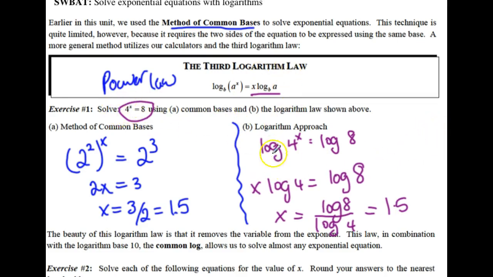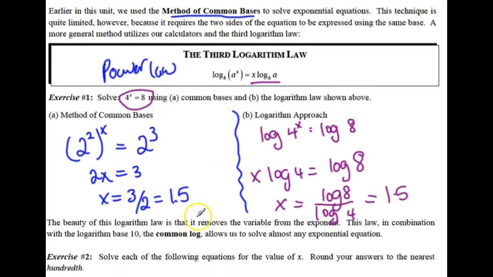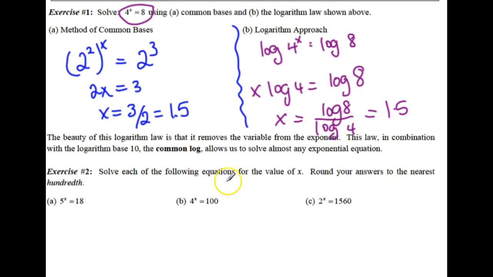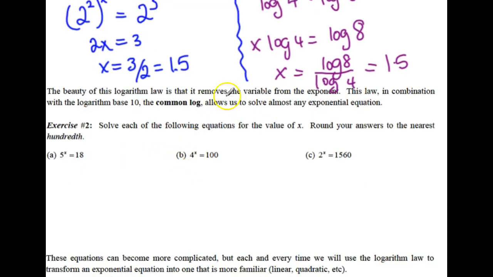So to translate this, the log of this piece has to equal the log of what it is. Now, the beauty of this log is that it removes the variable from the exponent, and this law will help us in base 10, which is the common log. If you put it in a calculator, you don't write a base. Remember I told you it's the common log, which is always in base 10. So here, solve each of the following equations for x and round it to the nearest hundredth. So this means 2 decimal places.